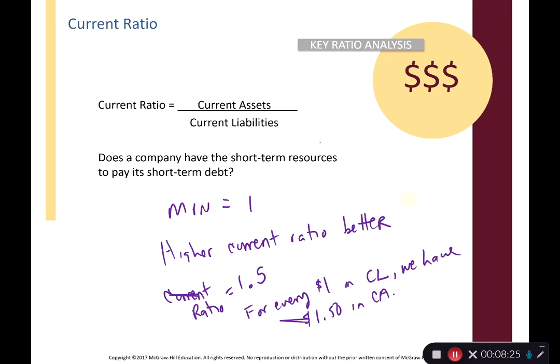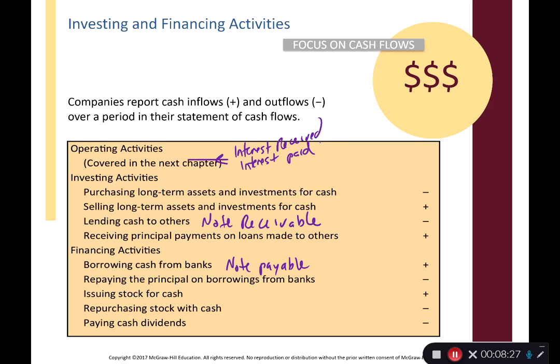Again, the interest, as I've already mentioned, the interest paid is going to be an operating activity. It's only the principal amount of the loan that goes in financing. When we issue stock to owners, that's a financing activity. When we buy our stock back, which we'll cover in a later chapter, that would also be a financing activity because it all deals with our equity.